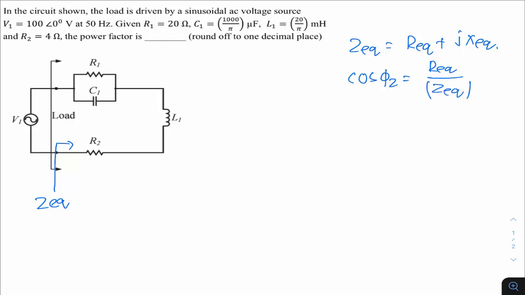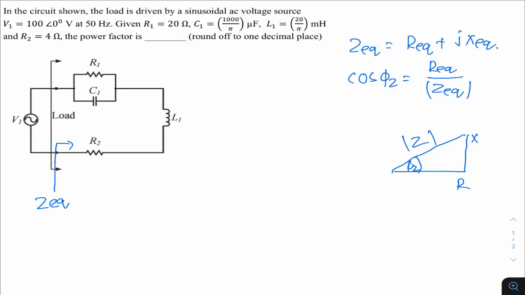Because in the impedance triangle, assuming positive reactance, if negative it will be downward. If this is your R, this is your X, then this happens to be your Z, this length. This is your power factor angle, phi Z. So cos phi Z is equal to R by magnitude of Z. So basically, I'll try to find the equivalent impedance. Then by substituting the values in this R equivalent and magnitude of Z equivalent, we can easily get the power factor.